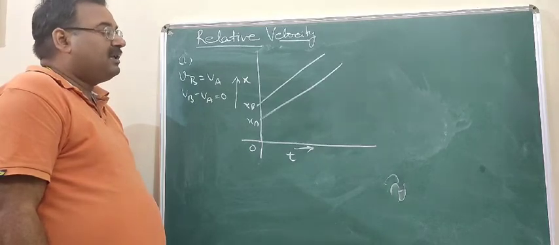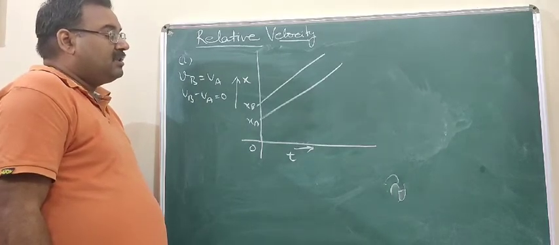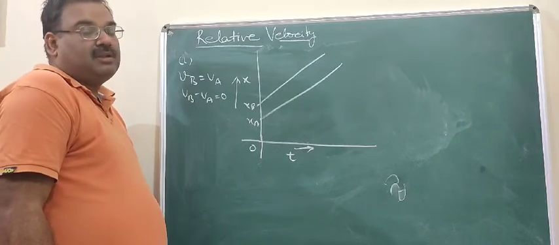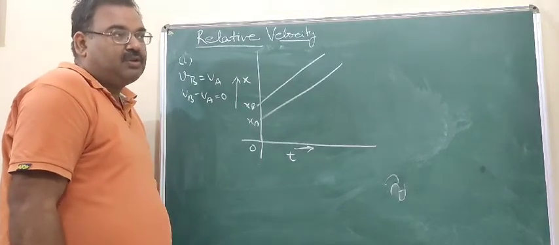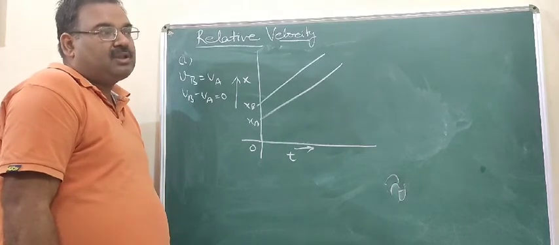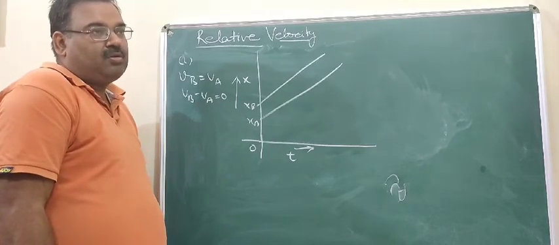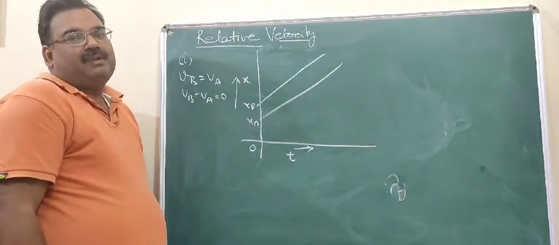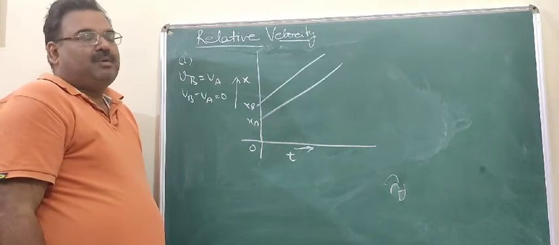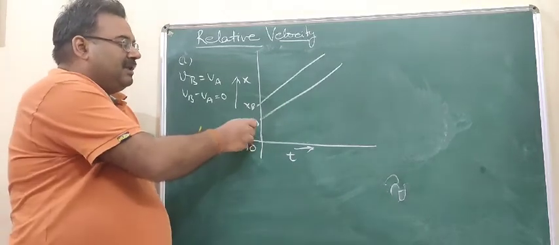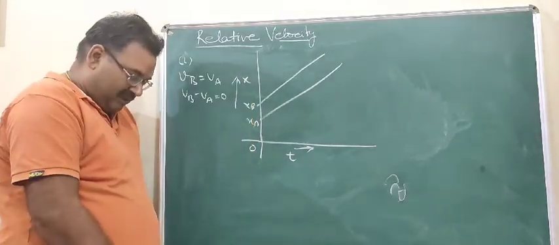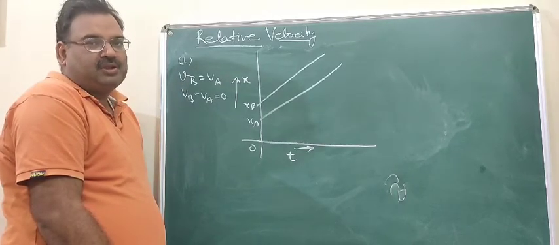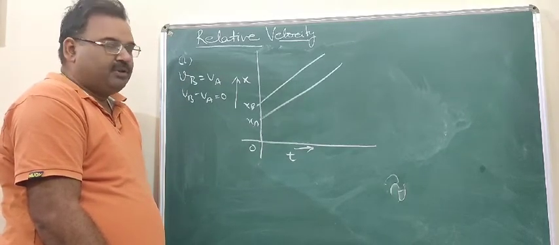That means if we draw their graphs, then these displacement graphs will be parallel to each other. उनके बीच की दूरी हमेशा क्या बनी रहेगी? Constant बनी रहेगी. और वो दोनों हमेशा एक दूसरे से बराबर दूरी पर रहेंगे. They will never meet each other. So these lines, x_A and x_B, will be parallel to each other, and their relative velocity will be equal to 0. So v_B minus v_A will be equal to 0.